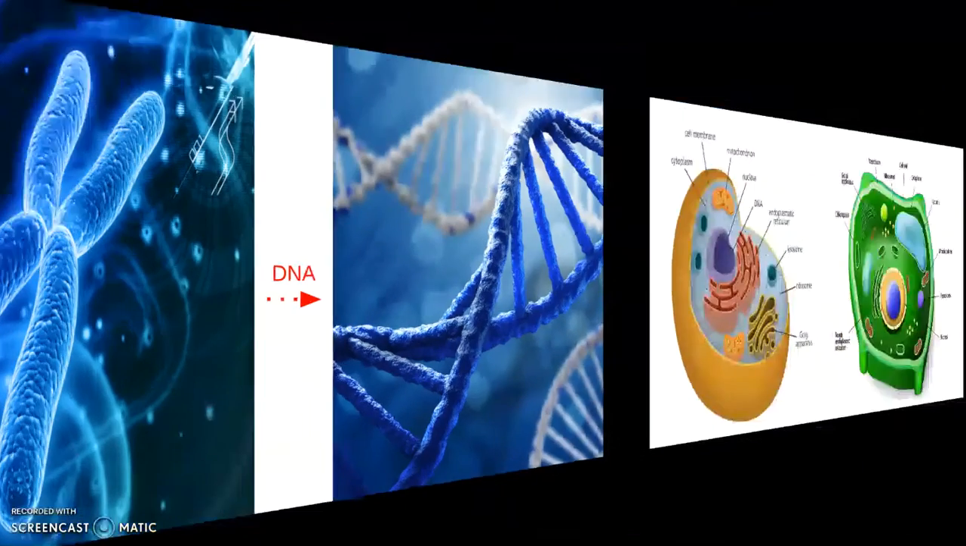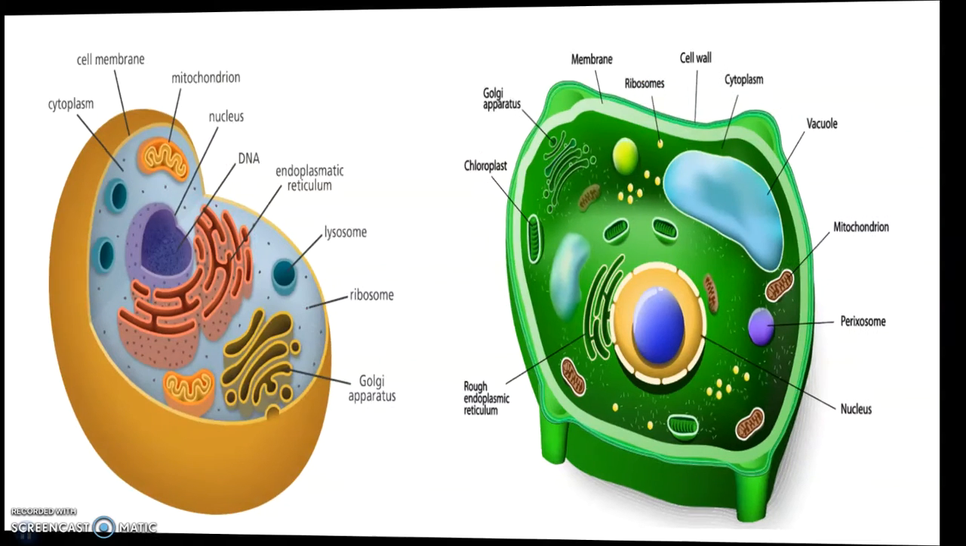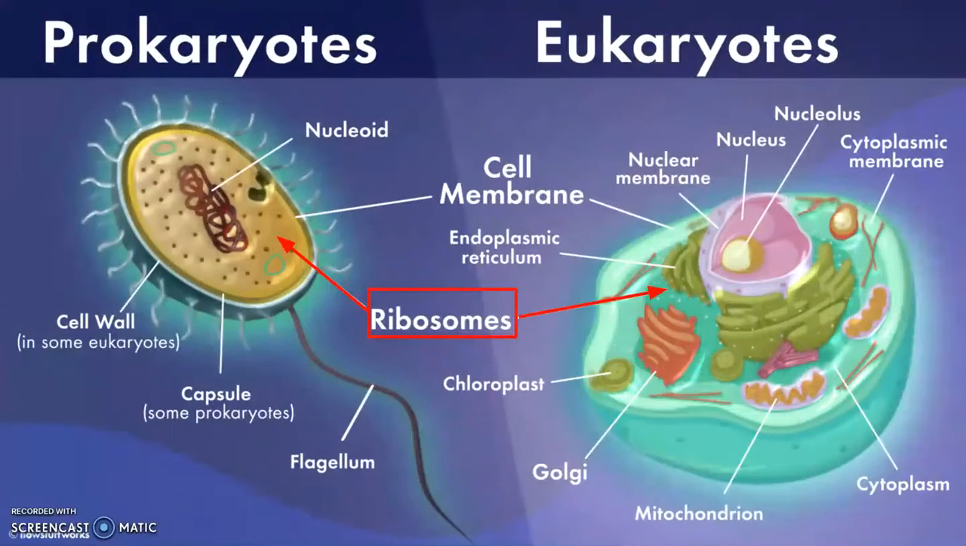Another fun fact, animal cells are generally circular, whereas plant cells are generally rectangular. And these cells also contain ribosomes, just as prokaryotic cells, as it can be seen in this picture. All in all, unlike prokaryotic cells, eukaryotic cells contain a cell nucleus and lots of organelles.